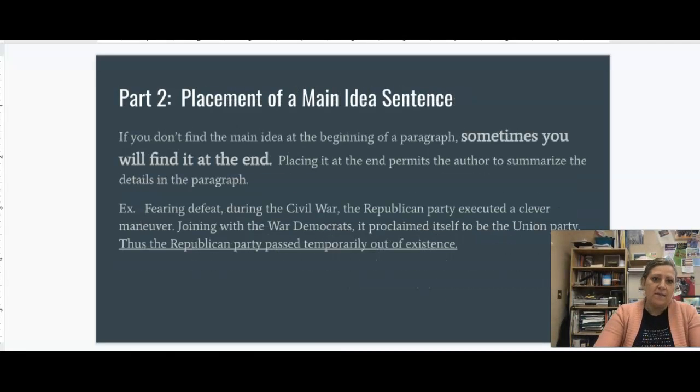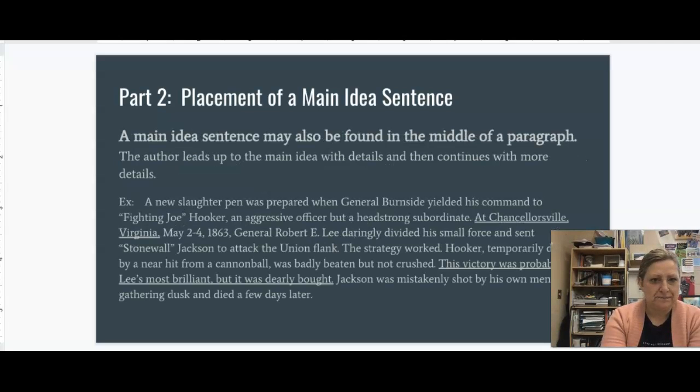If you don't find the main idea at the beginning of the paragraph, sometimes you're going to find it at the very end. It permits the author to really summarize what they've already said. So an example: fearing defeat during the Civil War, the Republican Party executed a clever maneuver. Joining with the war Democrats, it proclaimed itself to be the Union Party. Thus, the Republican Party passed temporarily out of existence. Okay, and so that one kind of builds to a topic sentence about how the Republican Party passed temporarily out of existence.